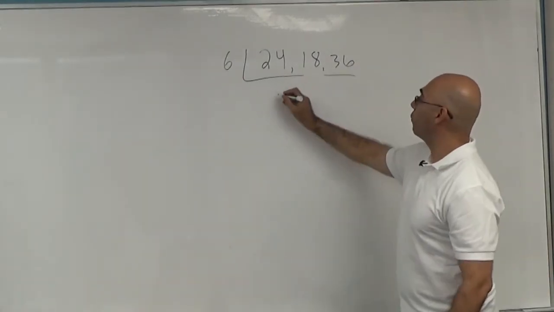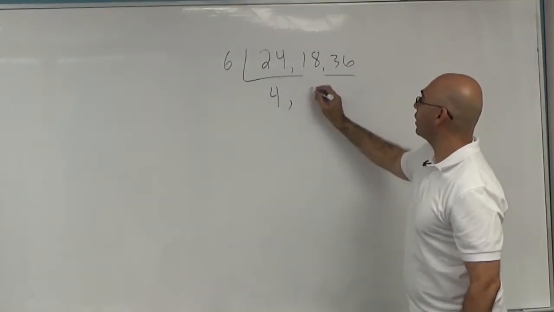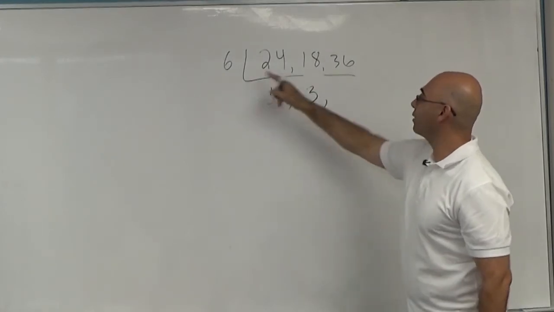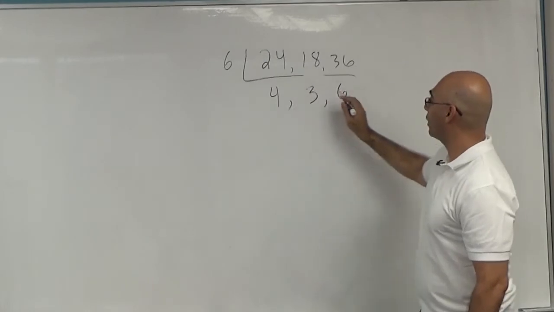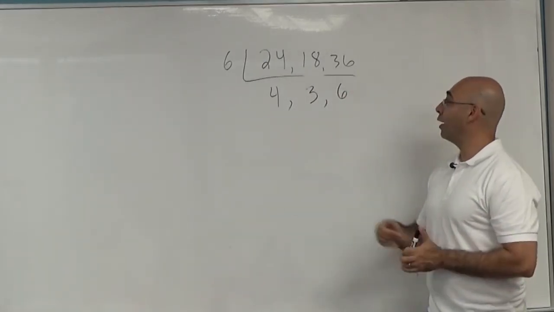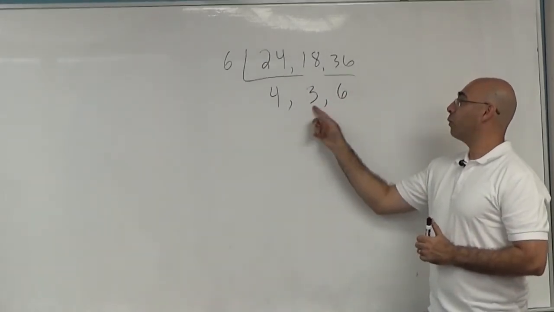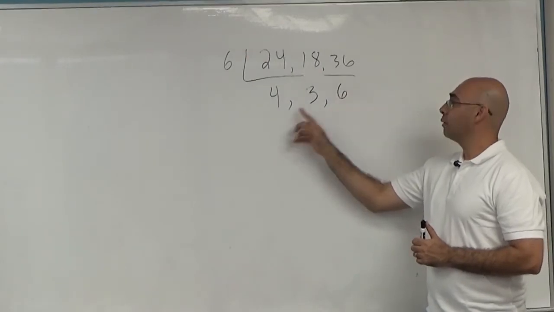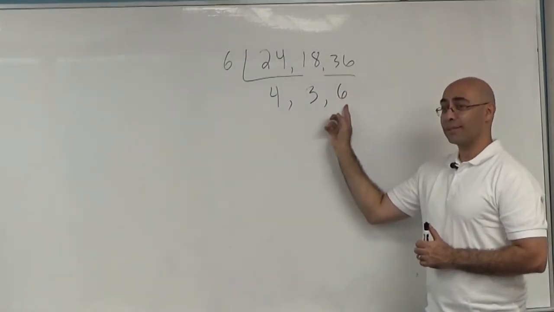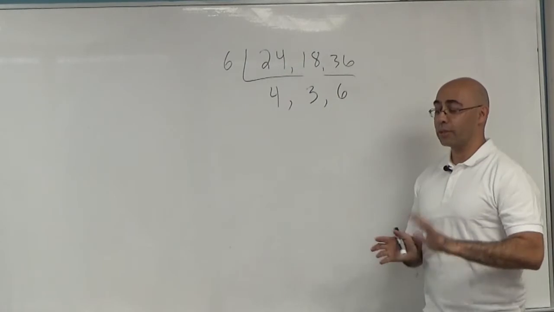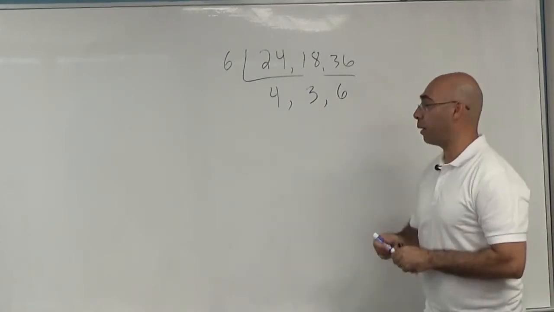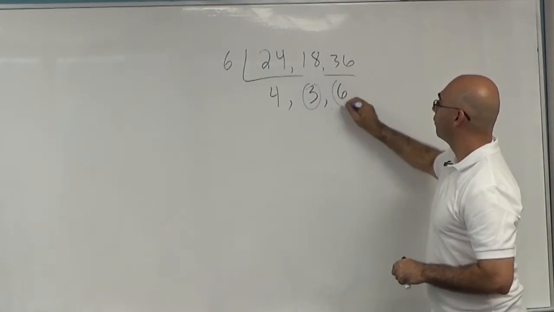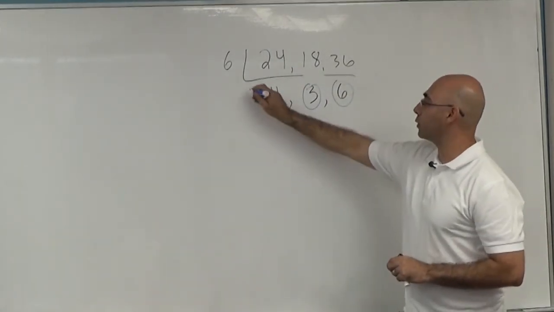6 goes into 24 4 times. 6 goes into 18 3 times. 6 goes into 36 6 times. Then I look at this, and I find out, you know what? I can reduce the 3 and the 6. I can reduce the 4 and the 6, but I can't reduce the 4 and the 3. So I just choose. I'm going to look at this 3 and 6, and I'm going to circle them. So I'm going to just reduce these two numbers.